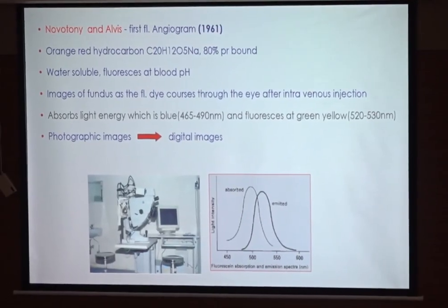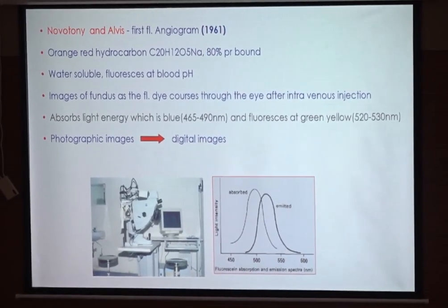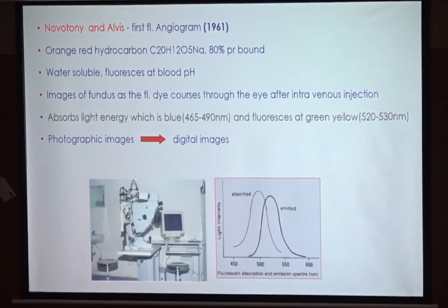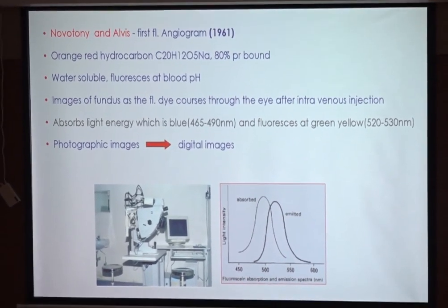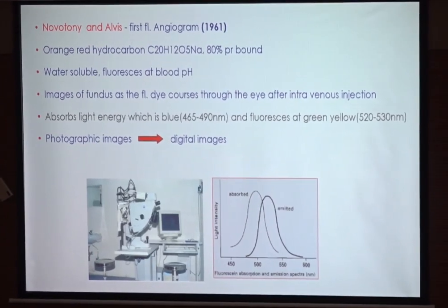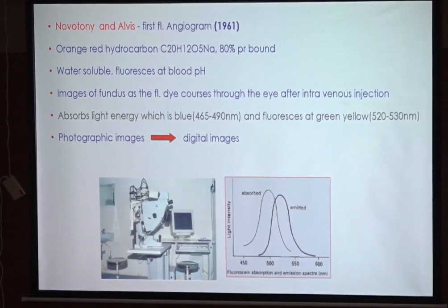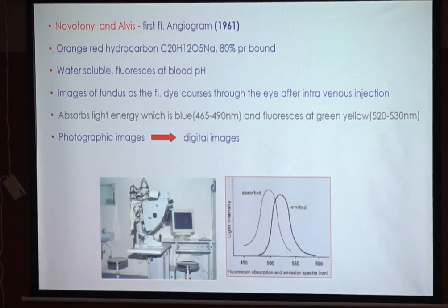So FFA, here we inject the fluorescent dye, which is 80% protein bound, and then we take images of the fundus where we see the coursing of the dye through all the retinal vessels. The absorption of light energy of blue wavelength is there, and then the vessels fluoresce out. The dye fluoresces at green yellow wavelength.